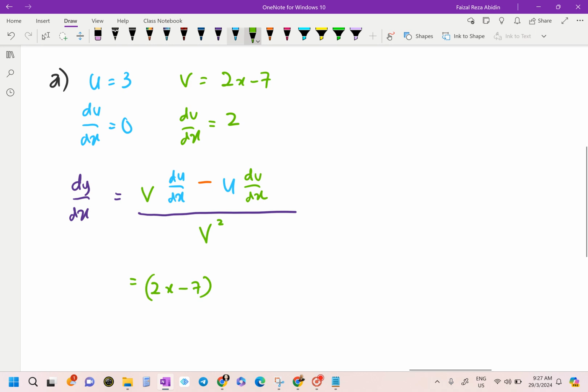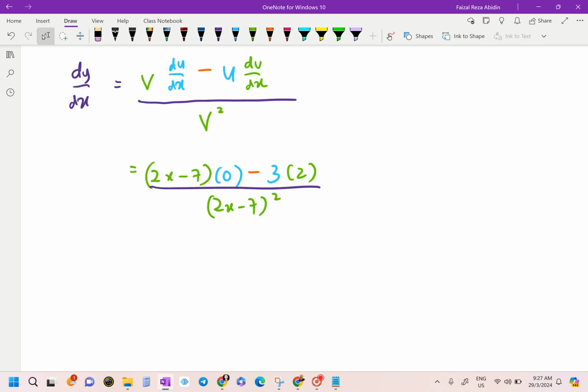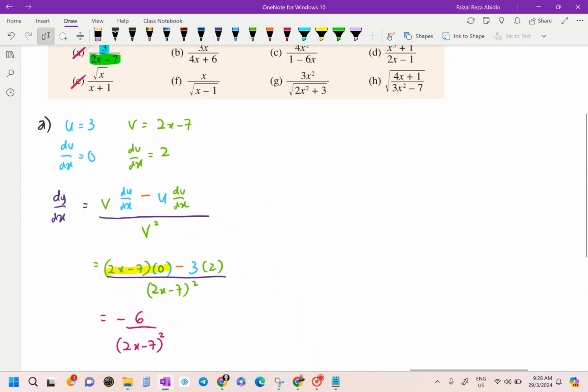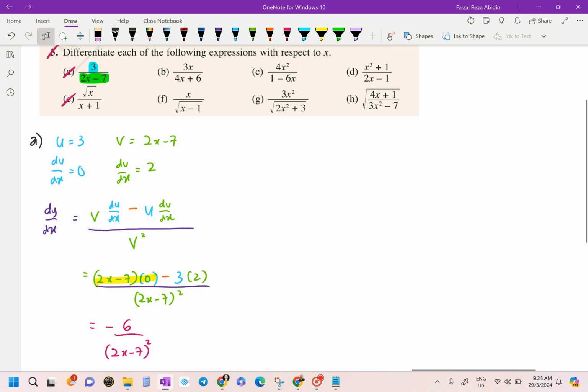du over dx is 0. Minus u, which is 3, and dv over dx here is 2, over our v squared, 2x minus 7 squared. So what I'm going to get over here is 0 already, so negative 6 over 2x minus 7 squared. That's it. Differentiate our quotient over here by using the quotient rule. Okay, and e.